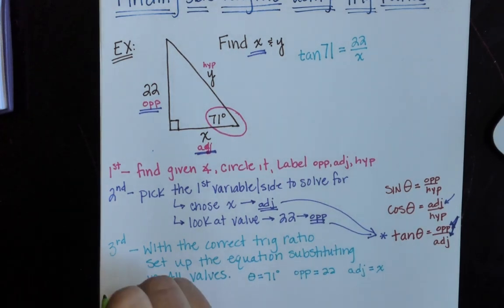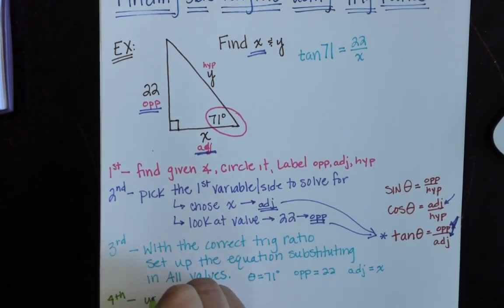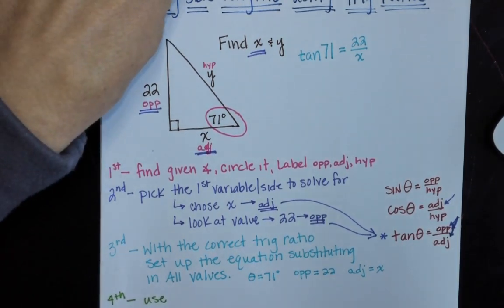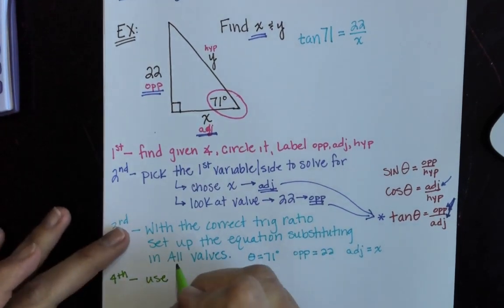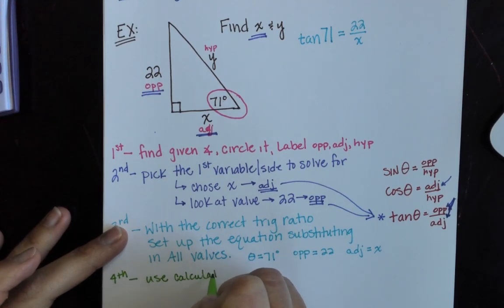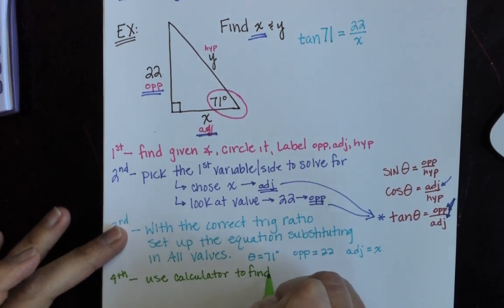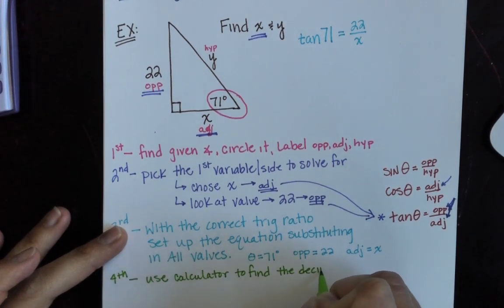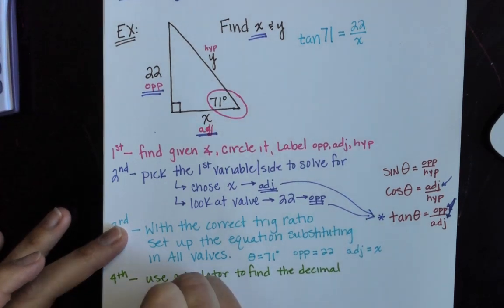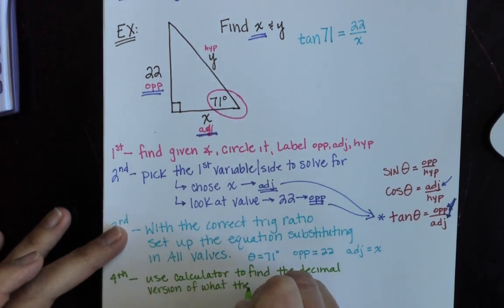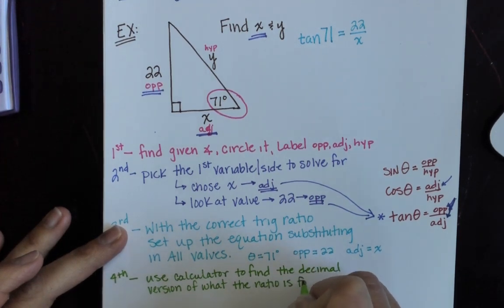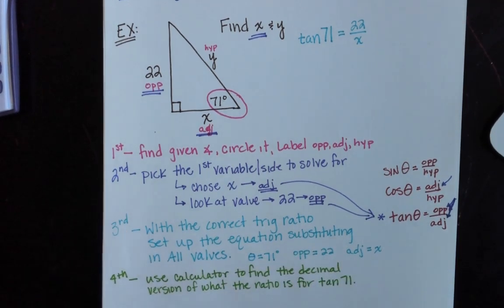The next step is we have to use our calculator. And I talked about this a little bit on Monday, that our trig stuff has to use a calculator. So I need to go to my calculator to find what the ratio is for tangent 71. I'm going to say that again. I need to use my calculator to find the decimal version.